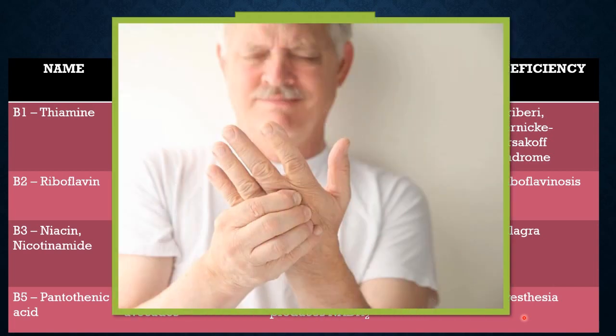Paresthesia, we will have some burning or prickling sensation felt in hands, arms, legs, feet, etc. If we are sitting in a place for a longer time, sometimes we will see it. It is otherwise called pins and needles sensation. This is due to the deficiency of vitamin B5, that is pantothenic acid.